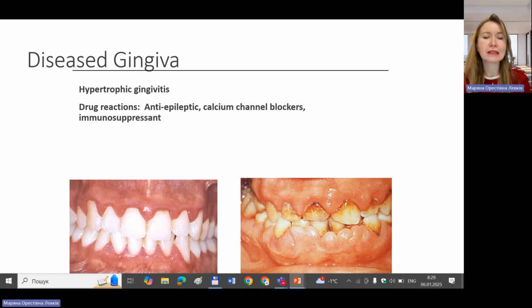How to determine diseased gingiva? On these pictures, you can see hypertrophic gingivitis, inflammation of gums, and drug reactions to the gum mucosa in those patients who take anti-epileptic drugs, calcium channel blockers, and immunosuppressants.